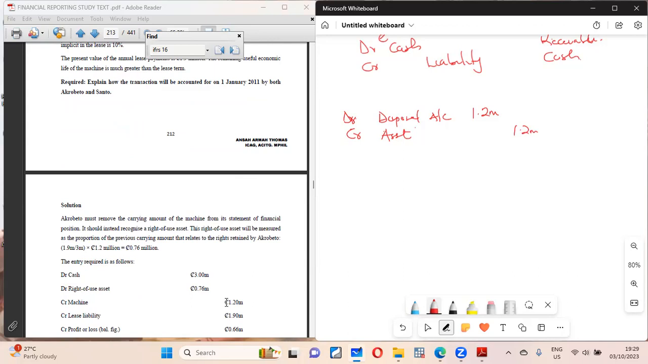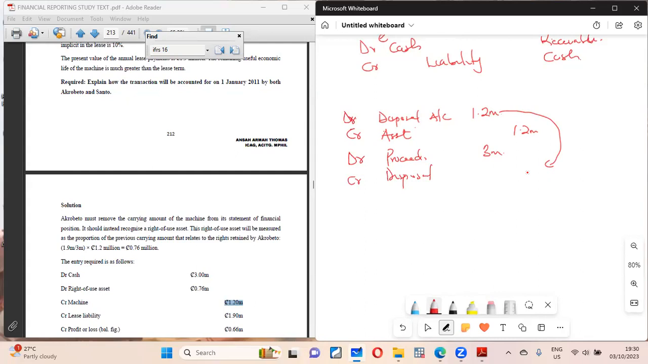But you see, you have collected money, proceeds. The proceeds that you receive, cash, 3 million, you have taken 3 million. Your credit for this one is also the disposal account. All right, you credit the disposal account. So you see, in that disposal account there is another credit, so you will now get some gain or loss on disposal.